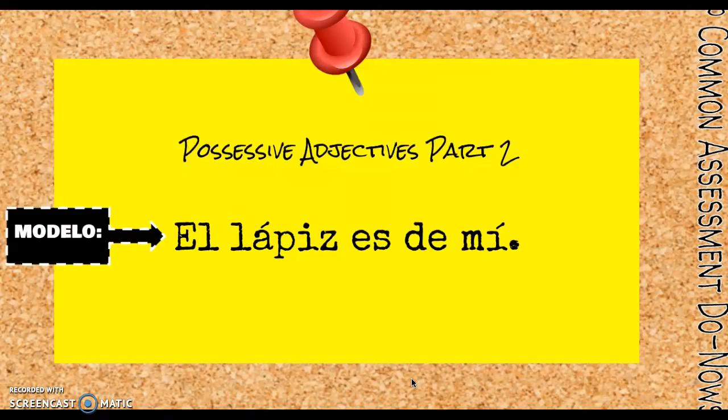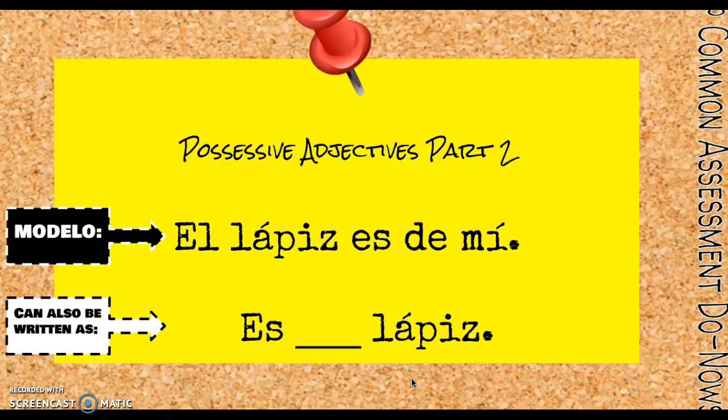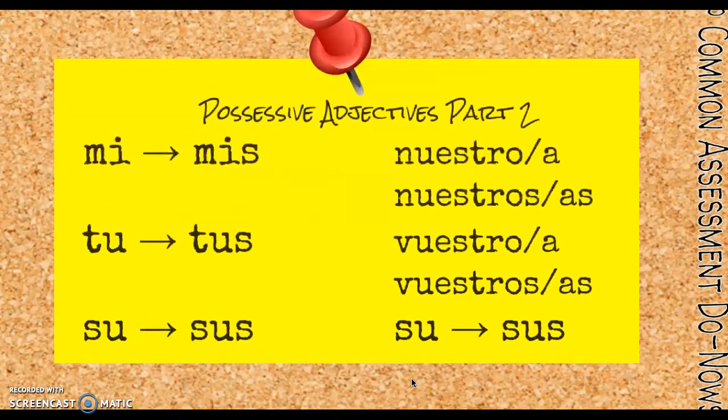So here's our model. It can also be written as blank lápiz. So how can we say it's my pencil? By filling in mi, the possessive adjective for my. Looking over here are possessive adjectives. We have singular and plural on the left-hand side, and on the right-hand side for nuestro and vuestro, we also have singular, plural, but masculine and feminine for both.